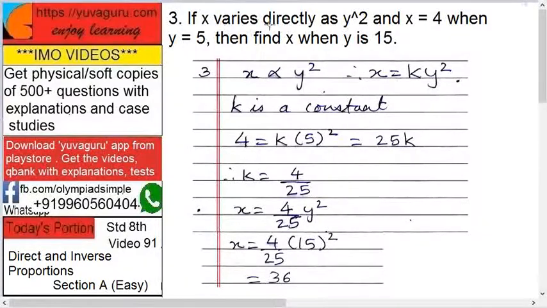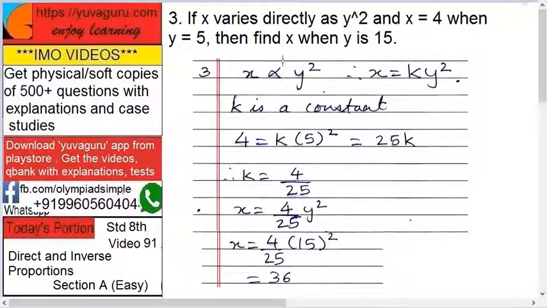Next, if x varies directly as y square and x equals 4 when y equals 5, then find the value of x when y equals 15. See here, x varies directly as y square. It means x, this proportion sign, and y square. Directly means both are in the numerator. If inversely, then one will be in the denominator. Okay, here it is directly. So x is proportional to y square.